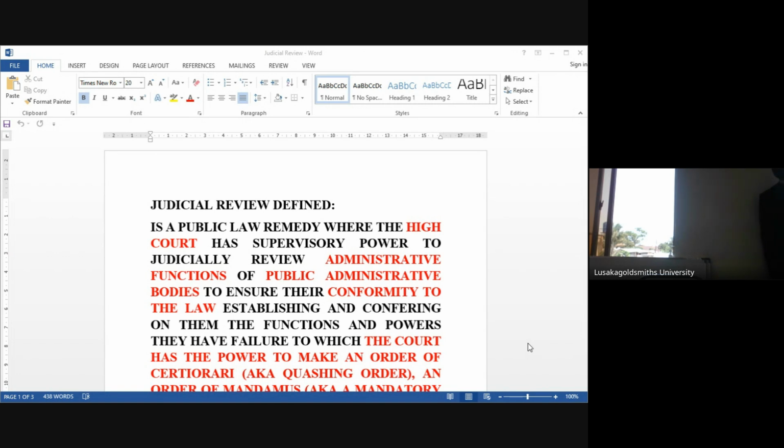So the first case, members, is the celebrated, classical case of Attorney General versus Fulham Corporation, 1929. Fulham, like the Fulham Football Club. Attorney General versus Fulham Corporation, 1929.